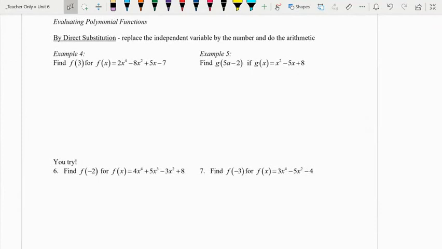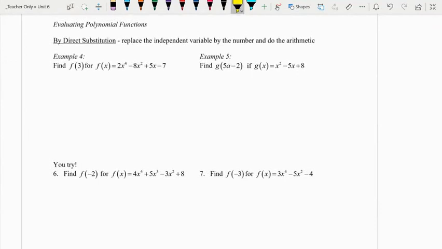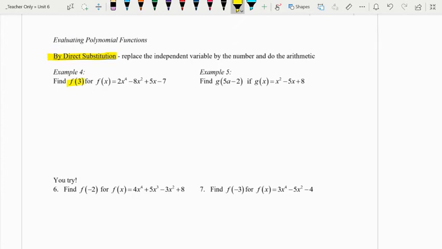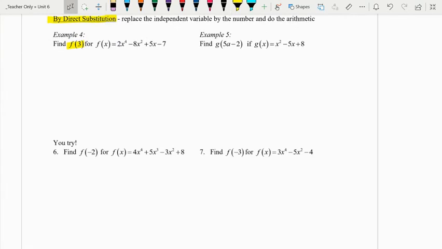All right, so let's talk about direct substitution. We can do this the exact same way as what you're used to, or you could potentially do this through synthetic if you wanted to. So first one, we're trying to find f of positive 3. And if we're doing that, all we have to do is take a 3 and plug it in, right? So we replace x with 3. So we have 2 to the 4th minus 8 times 3 squared plus 5 times 3 minus 7.